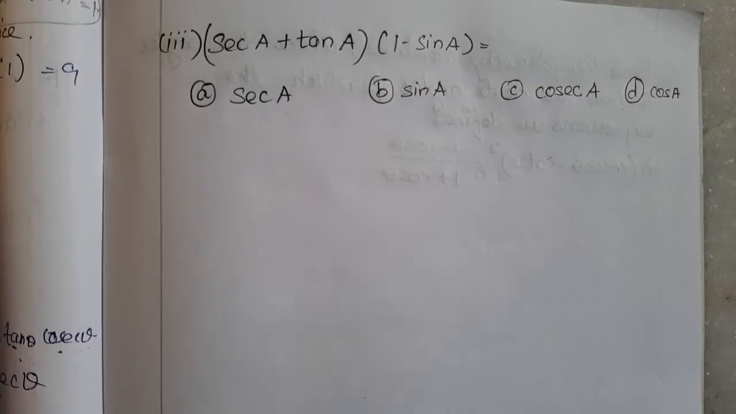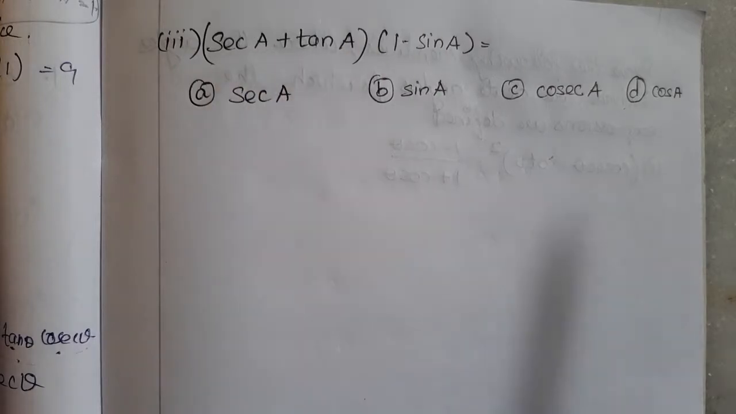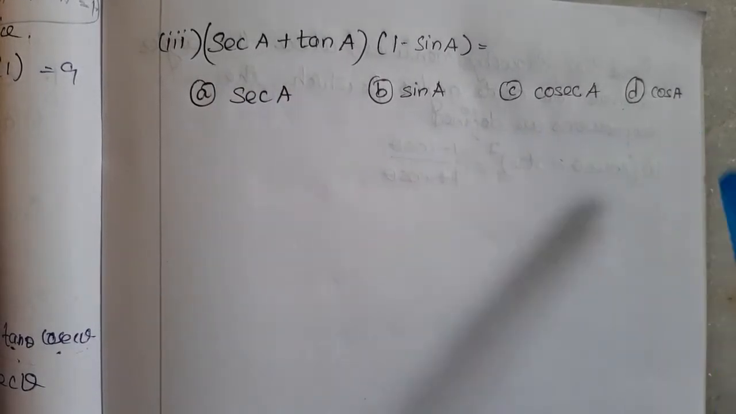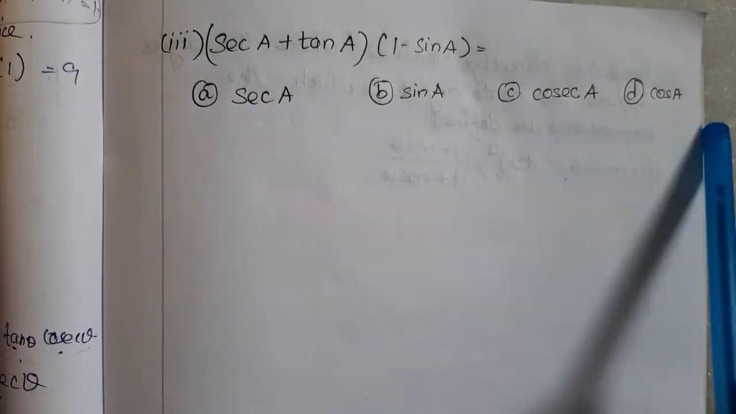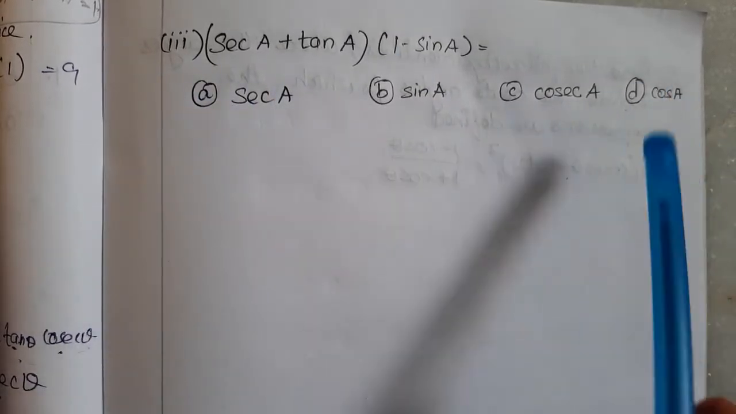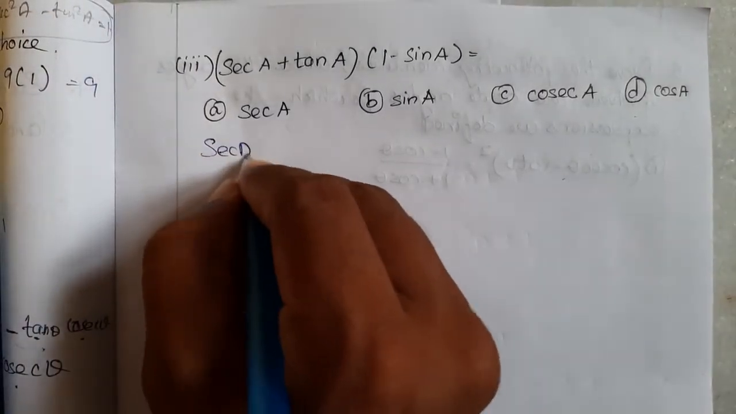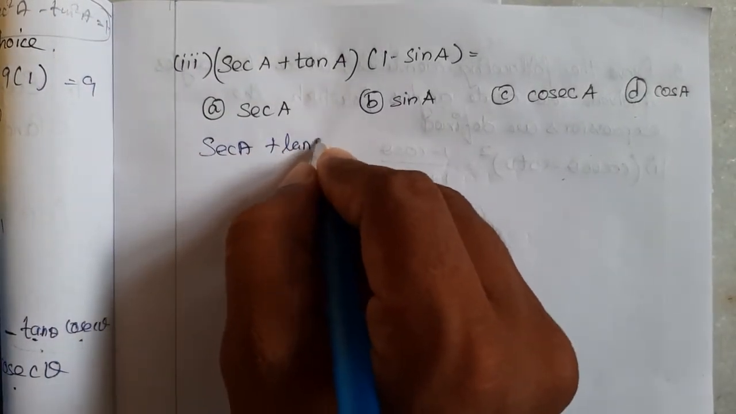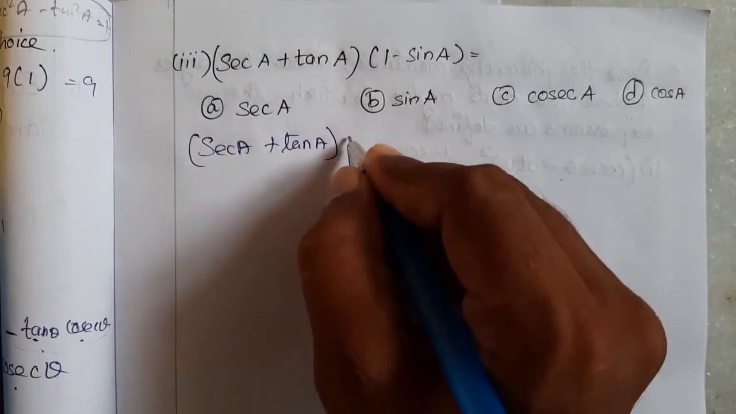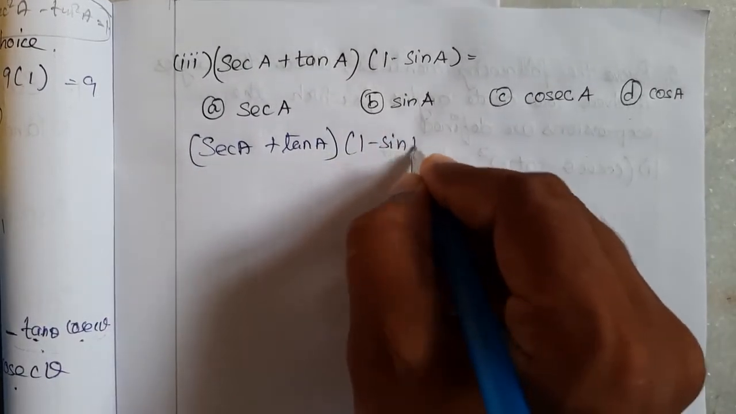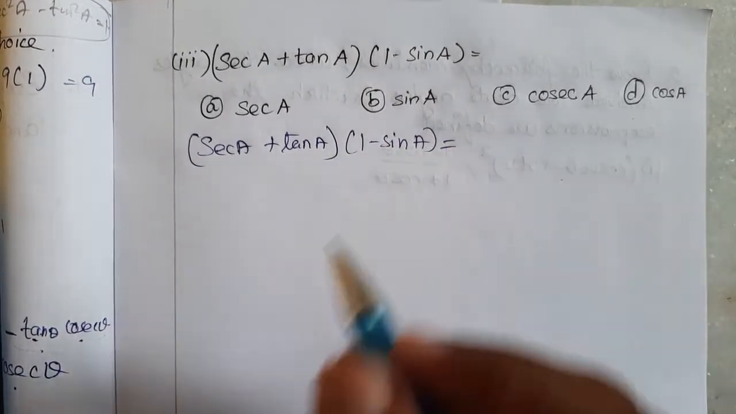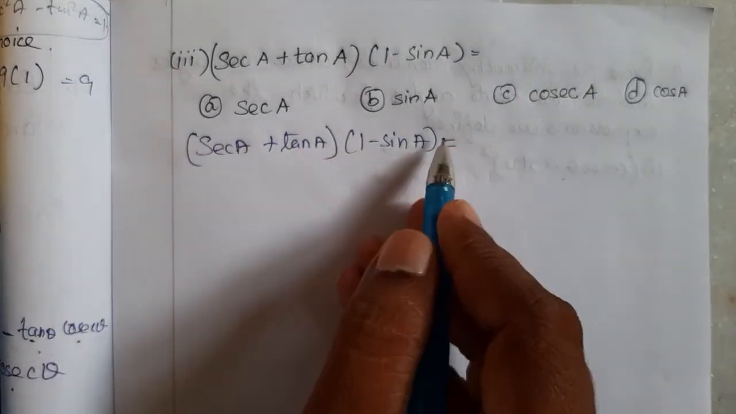Next we go with (cosec A plus tan A) into (1 minus sin A) is equal to... your options are represented in terms of other trigonometric ratios, right? Not a problem. While solving, I think we will be getting it like that. So it is given as cosec A plus tan A. Previously all the trigonometric ratios were cancelled. I hope here it won't. That's why we will multiply each term with this.